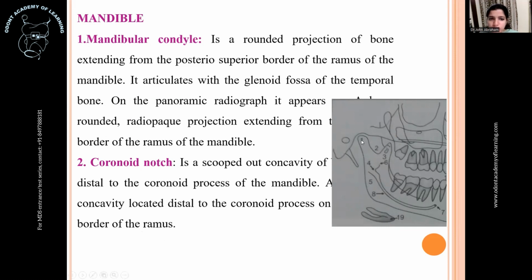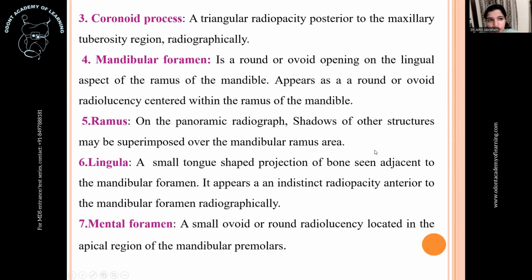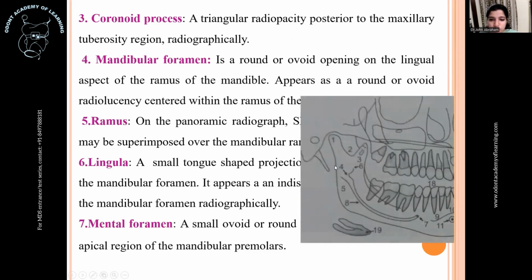Any bony thing appears radiopaque. Then second is your coronoid notch, continuation of your condyle. And we are going to the coronoid process. So this is your condyle, your coronoid process, which comes in this region.